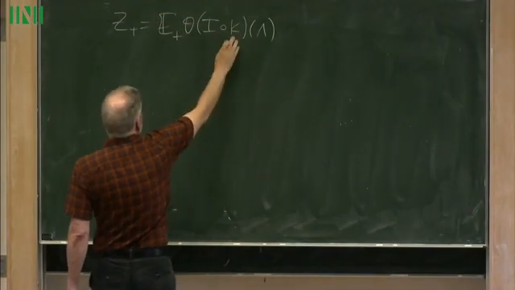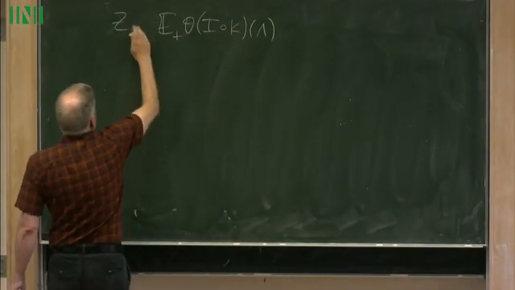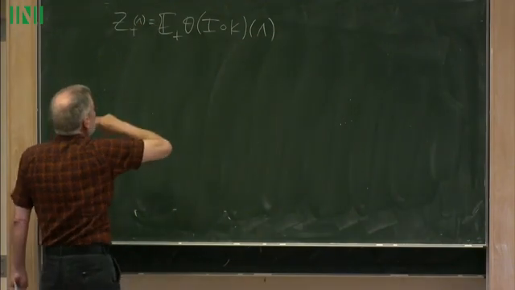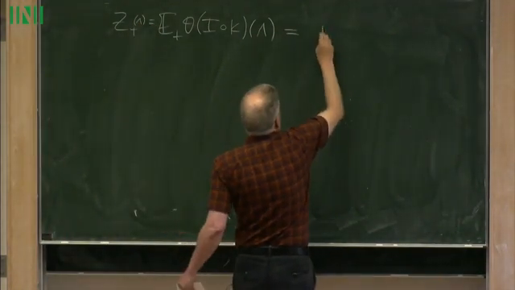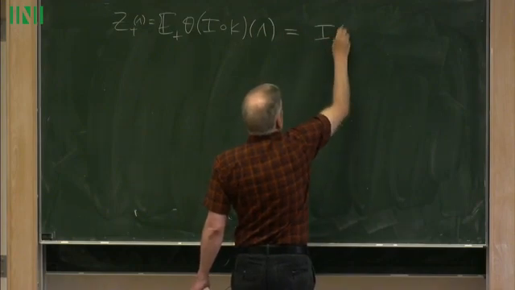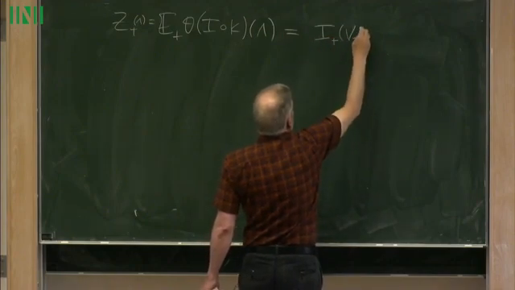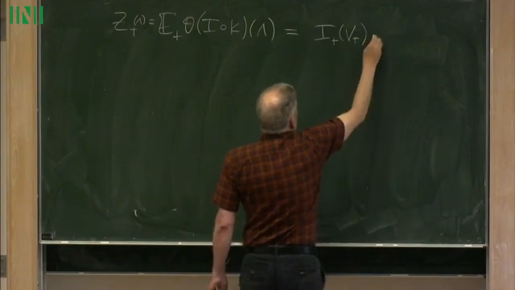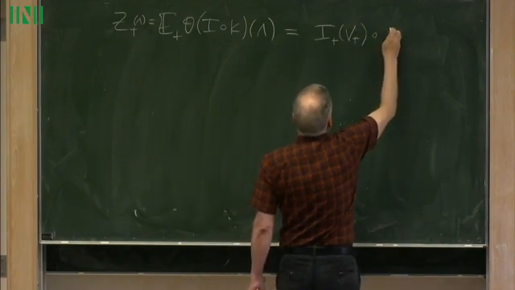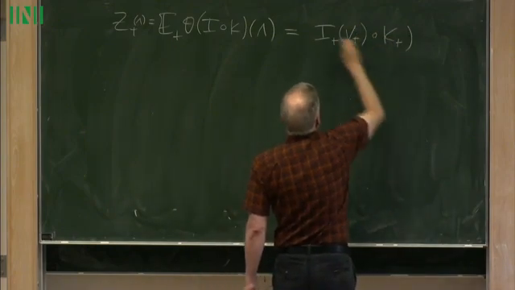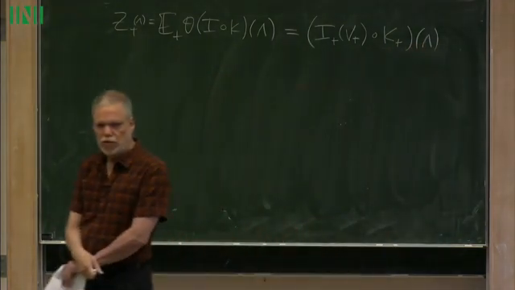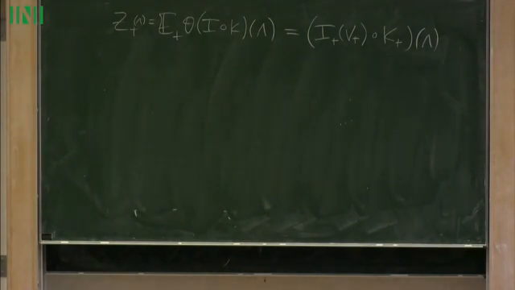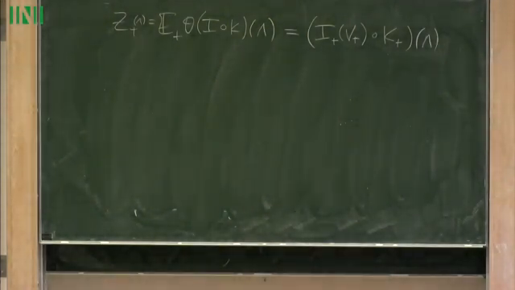so Z is I circle k of lambda. I want to compute this Z plus, and I'd like it to have the form I plus V plus circle k plus of lambda. In other words, I want to preserve this form I circle k for Z as we advance the scale.